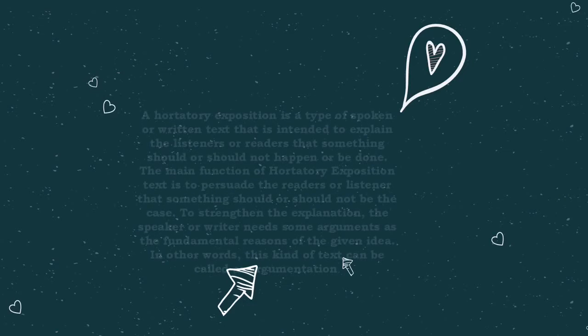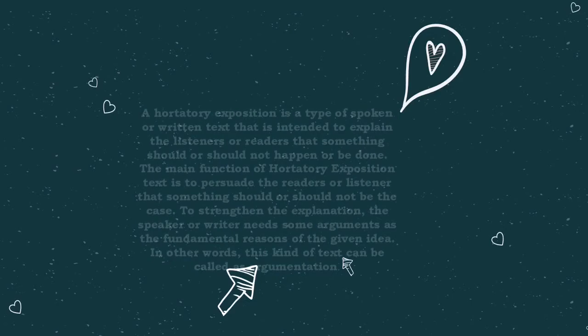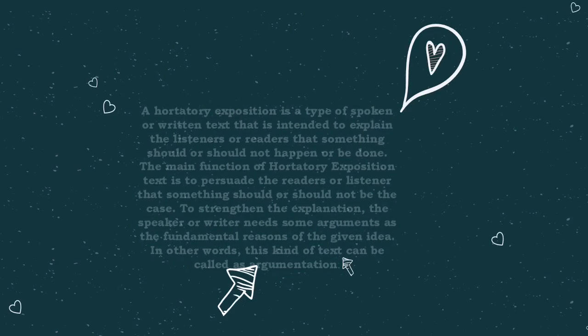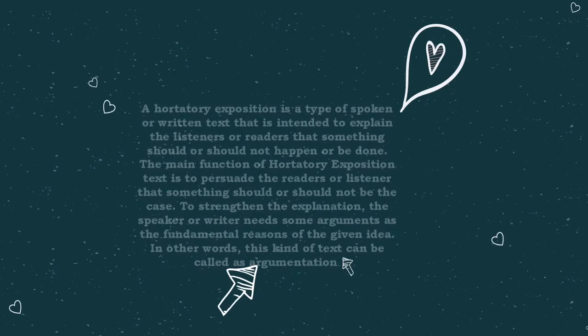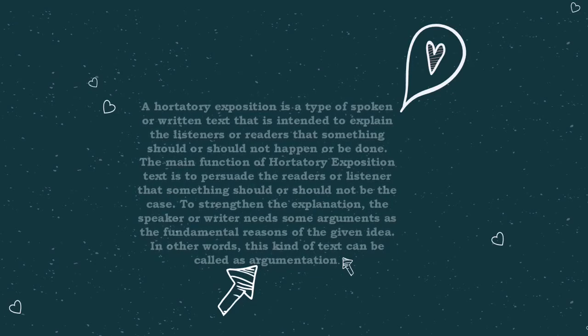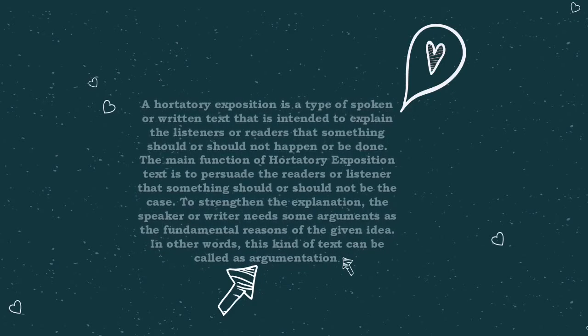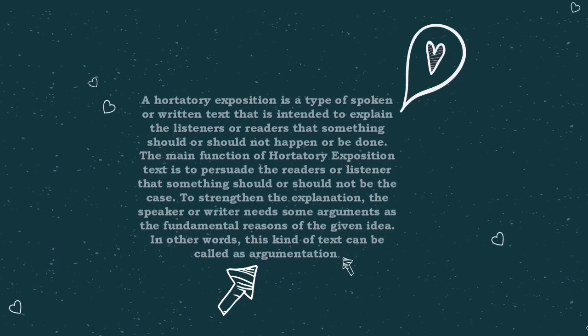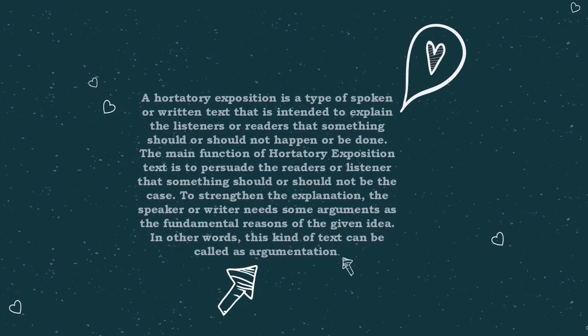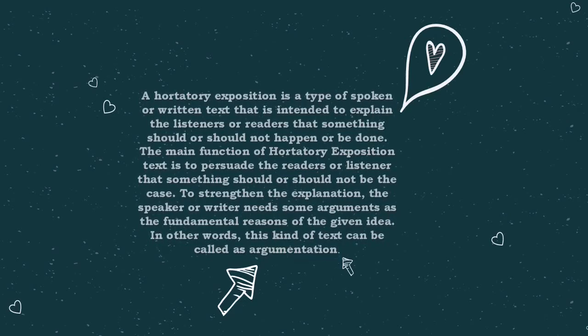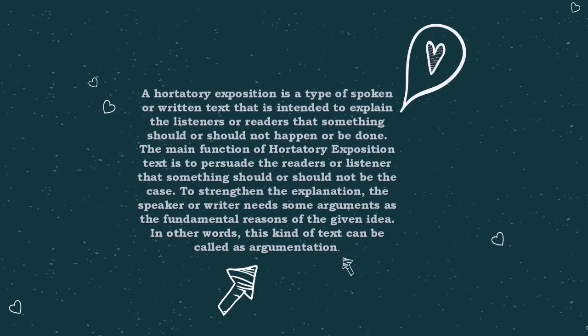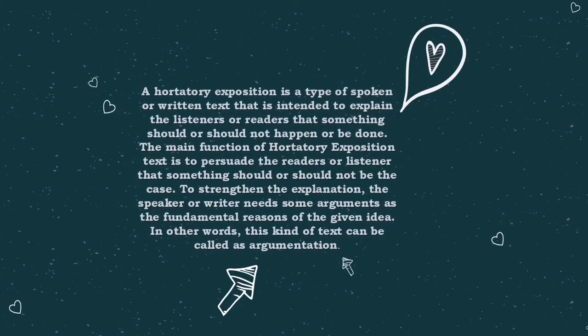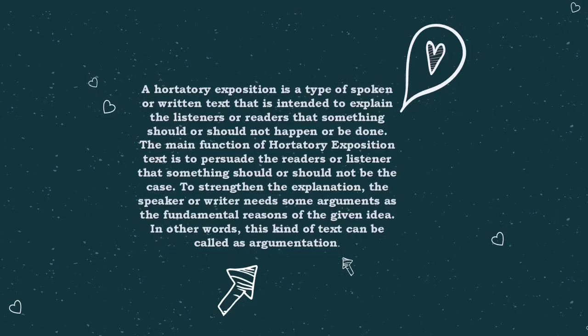in the next slide. So, a hortatory exposition is a type of spoken or written text that is intended to explain to the listeners or readers that something should or should not happen or be done. The main function of hortatory exposition text is to persuade the readers or listeners that something should or should not be the case. To strengthen the explanation, the speaker or writer needs some more arguments as the fundamental reason of the given idea. In other words, this kind of text can be called argumentation.